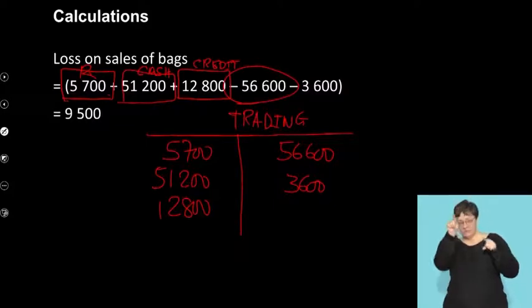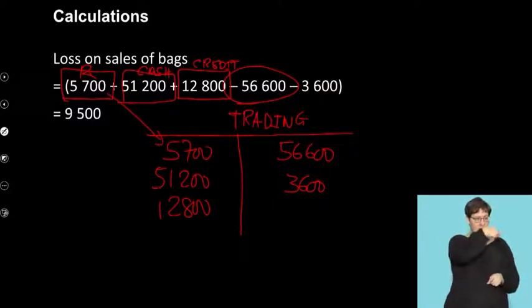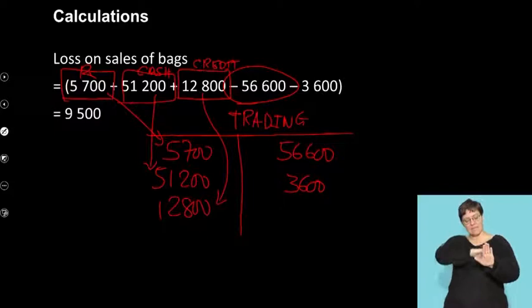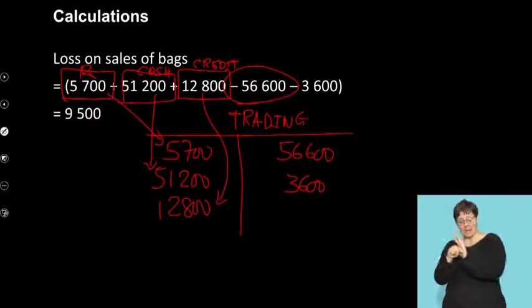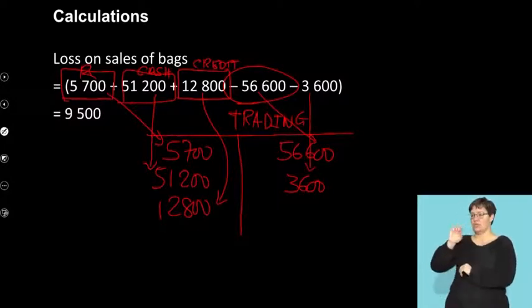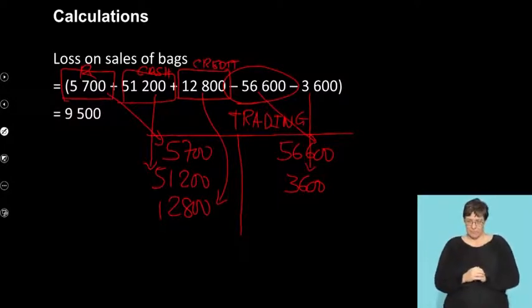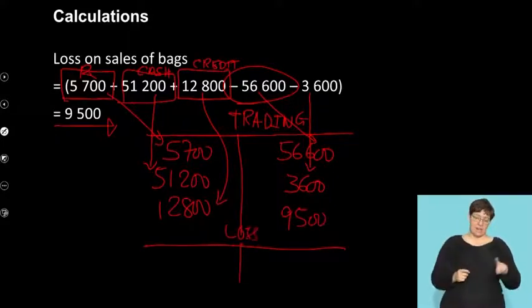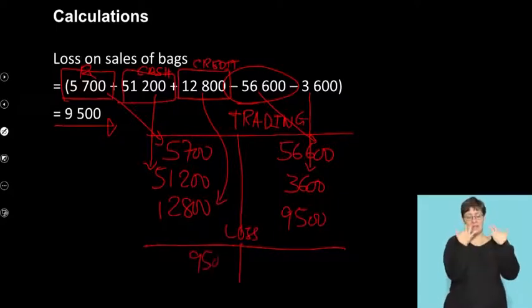Watch. I want you to relate the account with the calculation. Watch. 5,700. You're adding 51,200. You're adding the 12,800. Why? All on the same side. Minus the 56,600 because it's on the opposite side of your account, minus your closing stock, which is on the opposite side. And you will notice here that you have a loss of 9,500, meaning you're crediting this account with 9,500, and obviously you're going to debit a loss on sale of plastic bags of 9,500.